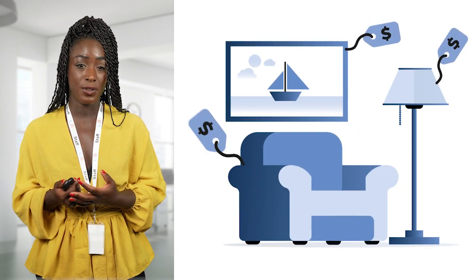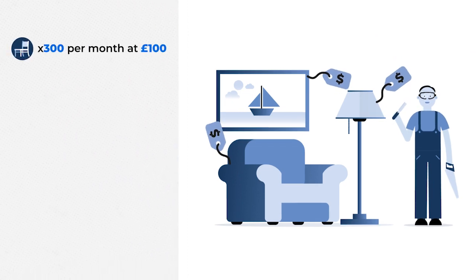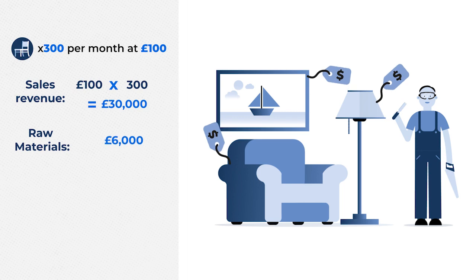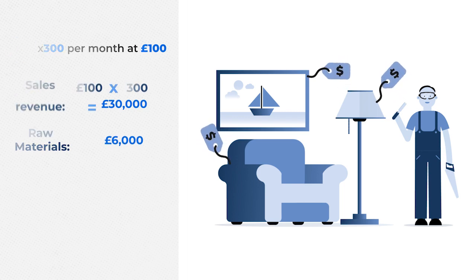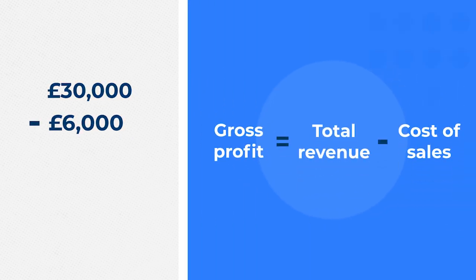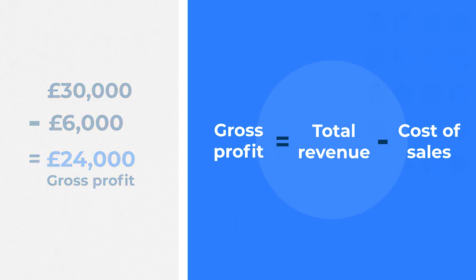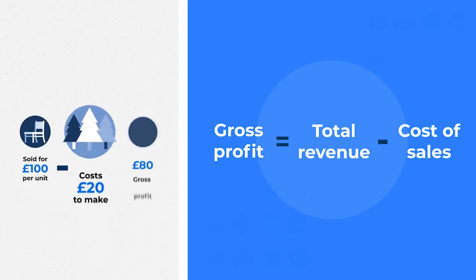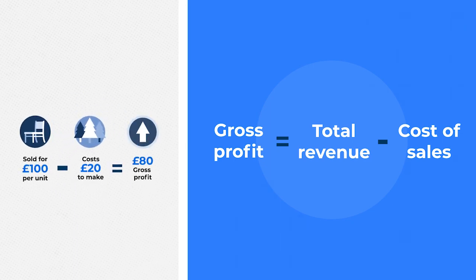Returning to our furniture store, we saw they made £30,000 in total sales revenue per month. Our variable cost was the cost of raw materials, which came to £6,000. So the business's gross profit for the month is £30,000 minus £6,000, which equals £24,000. We also saw that each chair is sold for £100 and costs £20 in raw materials, so each unit sold brings in £80 in gross profit. Not bad. But that's not the whole picture.